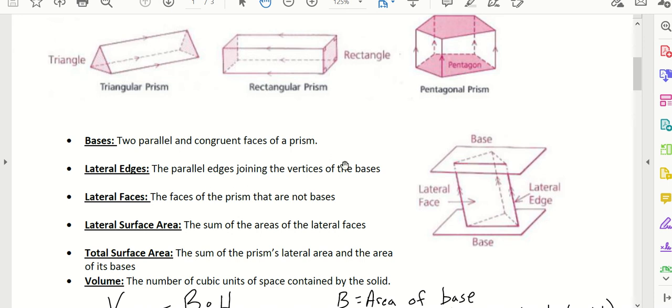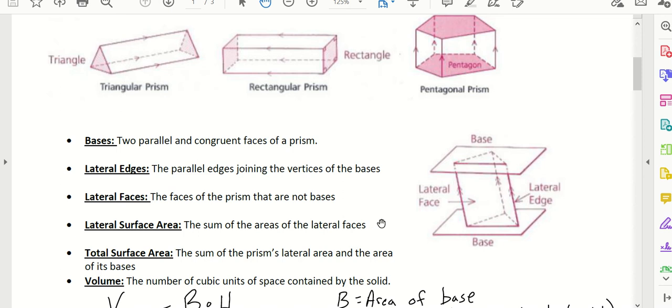Lateral edges. These are the parallel edges joining the vertices of the bases. So the lateral edges are the parallel edges joining the vertices of the bases. So think about what the lateral faces are. The lateral faces are the faces that are not the bases, and the lateral edges connect the bases. Just look over the figure on the right here, and hopefully that'll clarify the definition. Lateral faces are the faces of the prism that are not the bases, as we just stated.